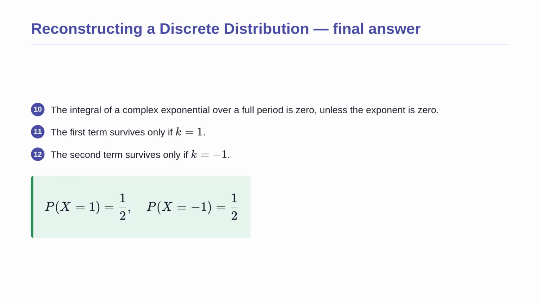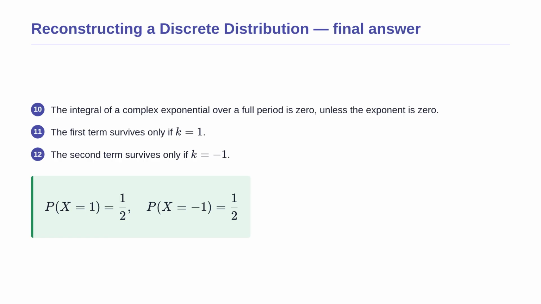Here is the crucial mathematical trick to finish the problem. The integral of a complex exponential over a full period from negative pi to pi is exactly 0, unless the exponent itself is 0. If the exponent is 0, the term becomes e to the 0, which is 1, and the integral of 1 over this range is 2 pi. Therefore, looking at our powers, the first term only survives if k equals 1. The second term only survives if k equals negative 1. For any other integer, the result is 0.